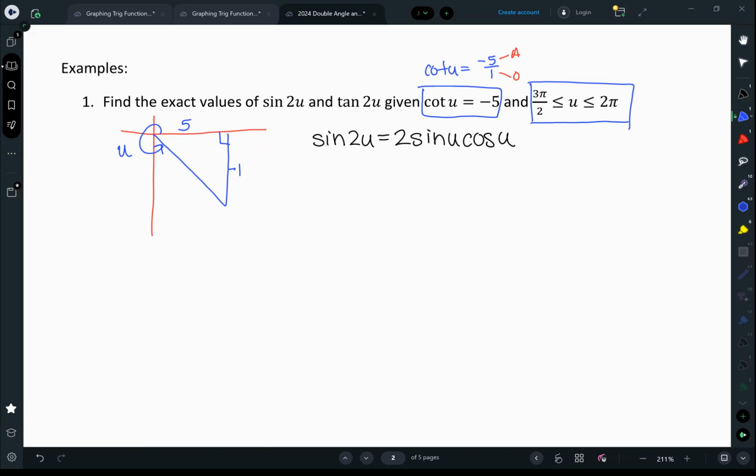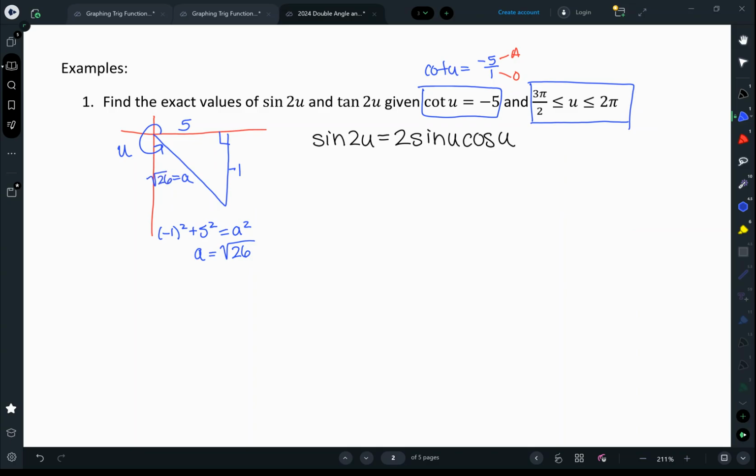So since I have to do sine and cosine, I will need the hypotenuse, so I can use my Pythagorean theorem. Negative 1 squared plus 5 squared is equal to, let's call this a squared. So that means that a is equal to, and we're just going to do the positive square root of 1 squared is 1 plus 5 squared is 25. So add those together, we get 26. So we get the square root of 26. And we can't simplify the square root of 26. So we're just going to leave this here as the square root of 26.